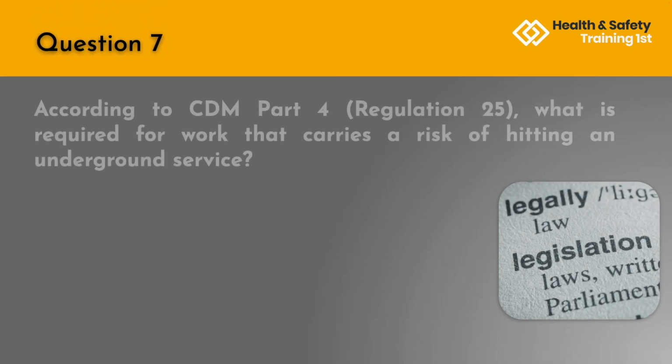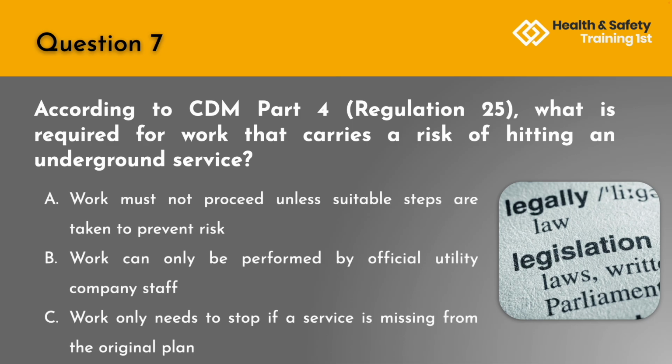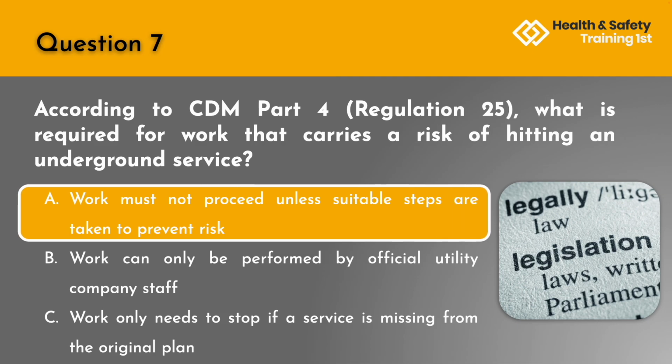Question 7. According to CDM Part 4, Regulation 25, what is required for work that carries a risk of hitting an underground service? A. Work must not proceed unless suitable steps are taken to prevent risk. B. Work can only be performed by official utility company staff. Or C. Work only needs to stop if a service is missing from the original plan. The correct answer is A. Work must not proceed unless suitable steps are taken to prevent risk.